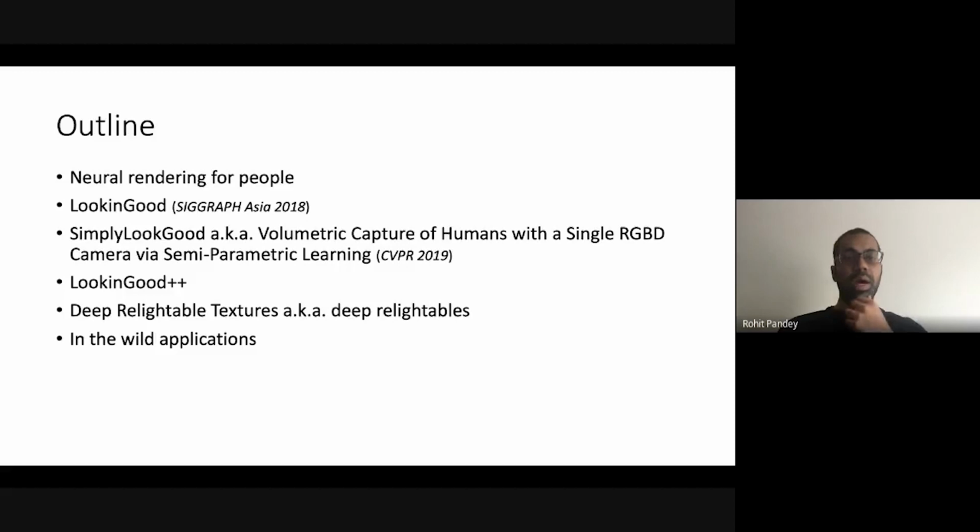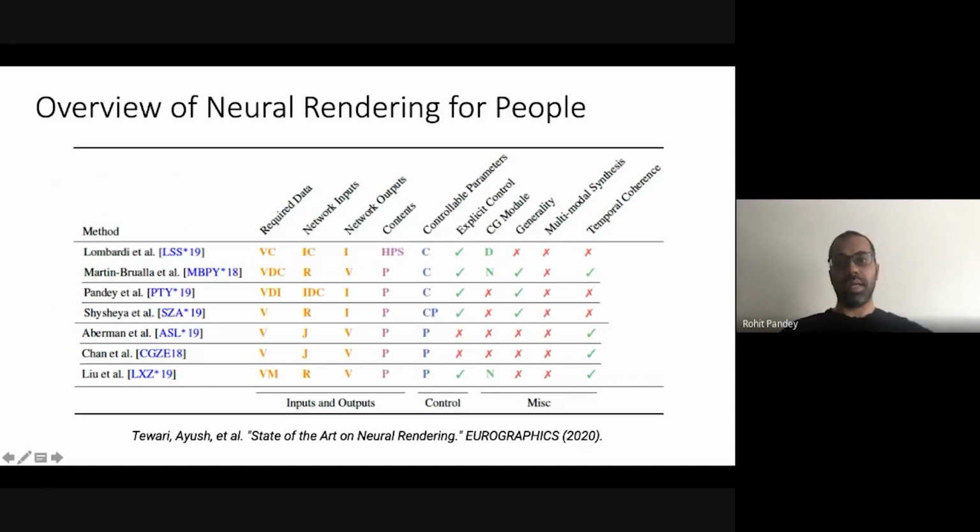And finally, our latest work, Deep Relightable Textures, also known as Deep Relightables, is the first work that looks at controlling, synthesizing new viewpoints and new lighting conditions while supporting people under motion and generalizing to unseen people. And finally, I'll tease some of the in-the-wild applications of using neural render data as ground truth, as Sean mentioned in the previous talk. So, an overview of neural rendering for people.